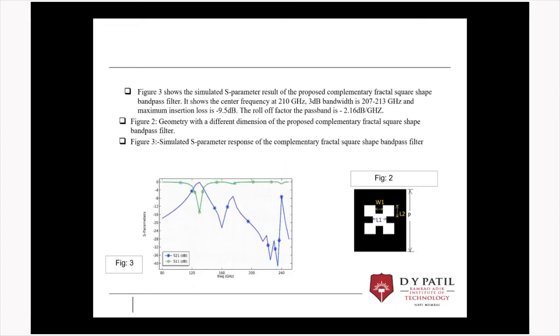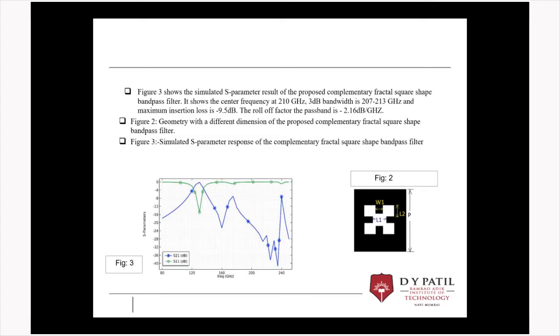Whereas figure number 2 illustrates the diagram, the geometry with different dimensions of the proposed complementary fractal square shape bandpass filter, where the length L1 is 420 micrometers, whereas L2 is 320 micrometers, the width is 80 micrometers, and the total periodic array, denoted by P, is 1800 micrometers, which are the values we have taken for the simulation work.